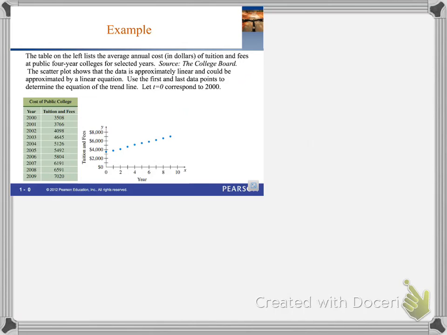Notice they've said to use the first and last data points to determine the equation. So we'll be using the data points for the year 2000 and 2009. And they've also said to let t equals 0 correspond to the year 2000. The first thing I'm going to do here, just to keep it a little bit more simple, is use an x instead of a t, just so we don't have to worry about writing a t instead of an x.